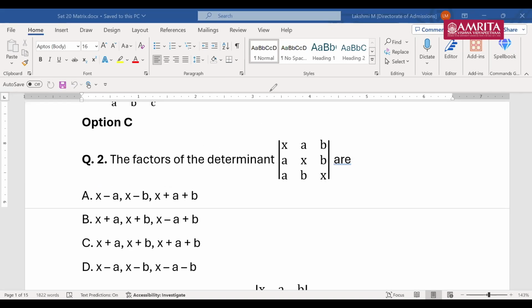So yes, the factors of this determinant are of the form X minus A or X plus A, X minus B or X plus B, X minus A minus B or X minus A plus B, something of that form. I got one answer, that is C, which is X plus A, X plus B, X plus A plus B. Okay, completely fine. Let the others also give us the answer and then we'll discuss it quickly.